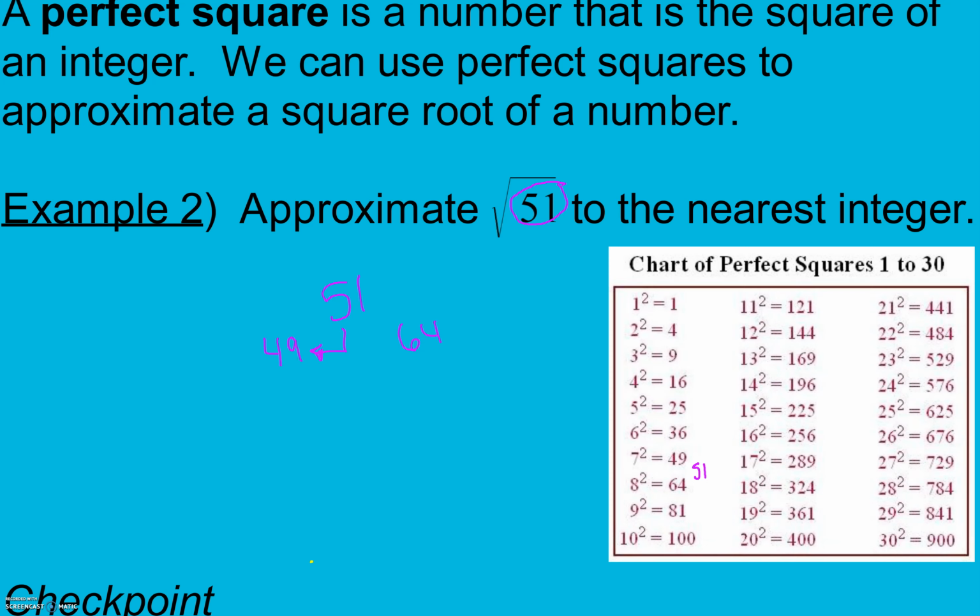Now, keep in mind, we don't have just 51, we have the square root of 51. So the square root of 51 is going to be close to the square root of 49, and the square root of 49 is 7. So here it's 7, and it's just 7 because they gave us the principal square root. Here they show us that it's positive, so we only want the positive 7.